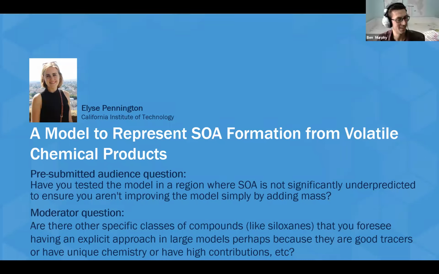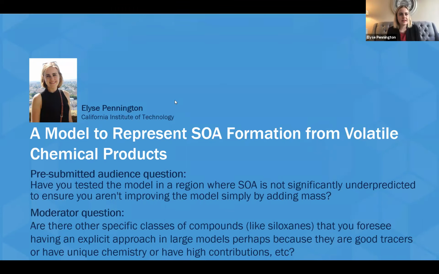Thank you. I'll put this other question to you. Are there other specific classes of compounds, more specific than, say, oxygenated IVOCs, like siloxanes, but maybe ones that haven't gotten quite so much attention, that you foresee we might need an explicit approach for, maybe because they are good tracers or have unique chemistry or particularly high contributions?